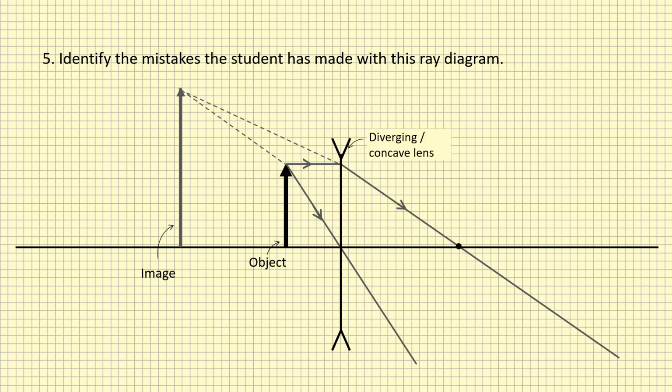This is the symbol for a diverging lens. A converging lens looks like this. Okay, so here, this diverging lens shouldn't even be focusing light together. It should be diverging it away from the focal point. Let's assume the student is correct and look at other mistakes the student has made. They haven't drawn the rays correctly, the virtual rays.